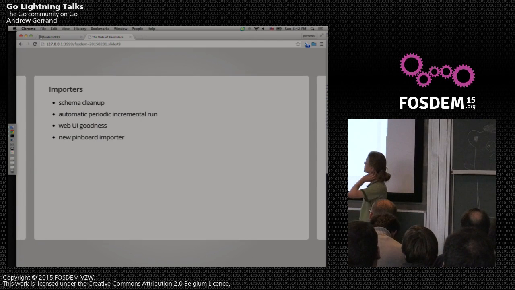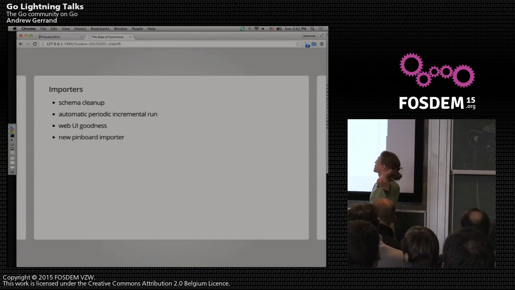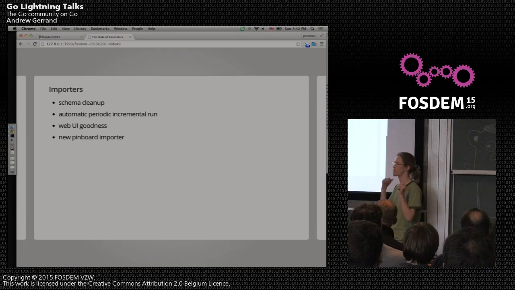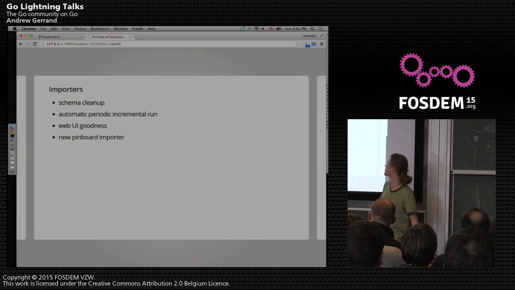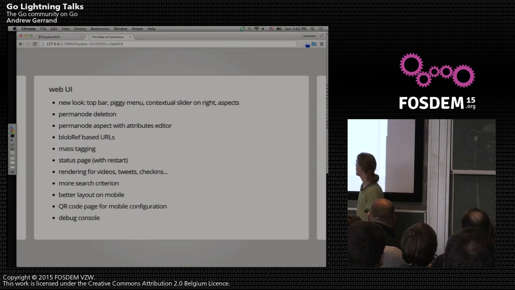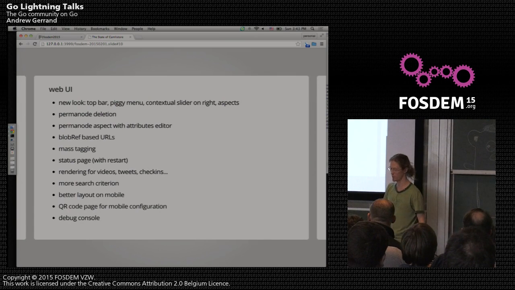So the importers, we had them for a while, but now they have a cleaner schema, and they're more stable, and they can run automatically and periodically, so you don't have to worry about starting them. So all your data from Picasa, whatever, can be constantly imported in your Camlistore server. And this data is now much better rendered in our web UI as well. We have a ton of stuff about the web UI that I'm not going to enumerate, because that's not really the point of this presentation.